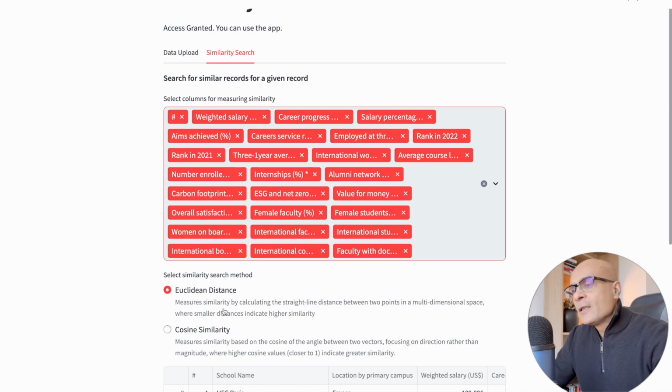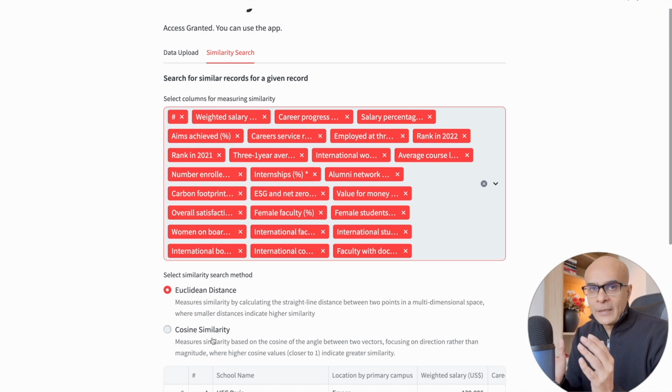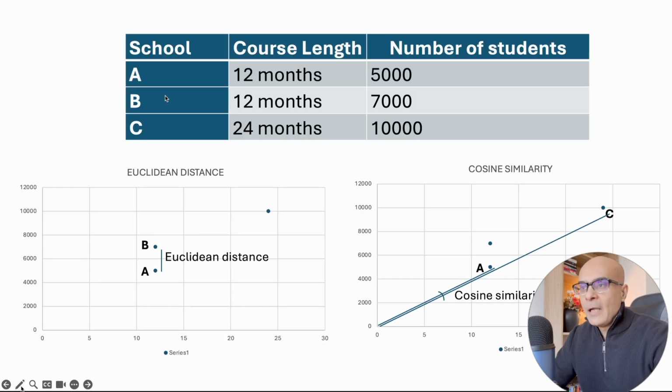So the Euclidean distance measures by calculating a straight line distance between 2 points, and the cosine similarity is measuring the vector distance between these 2 points. But let me explain this to you with a very simple example. So in this simple example, I have 3 schools A, B and C, and I have 2 attributes, the course length and the number of students. Now if you see school A and school B, they have a course length of 12 months, as well as number of students are more or less equivalent, like 5,000 and 7,000.